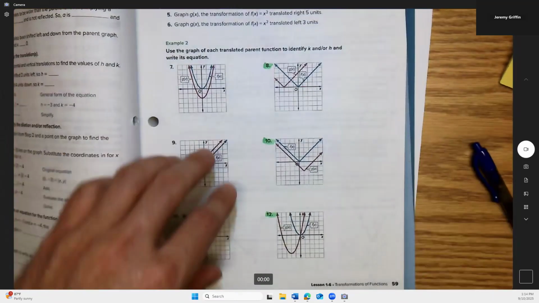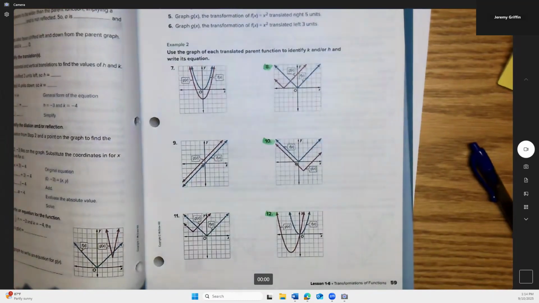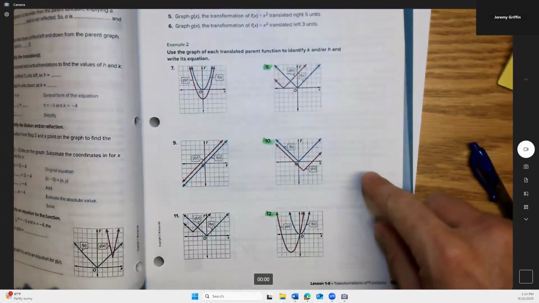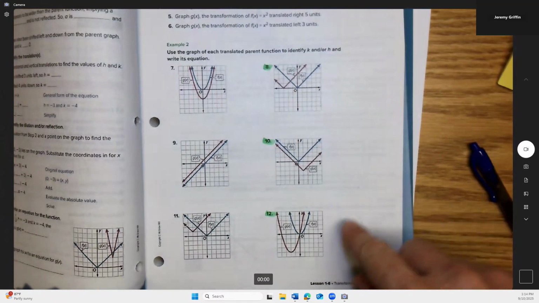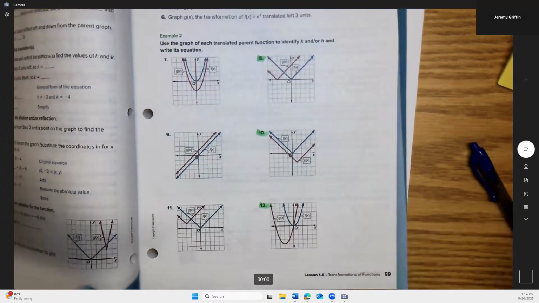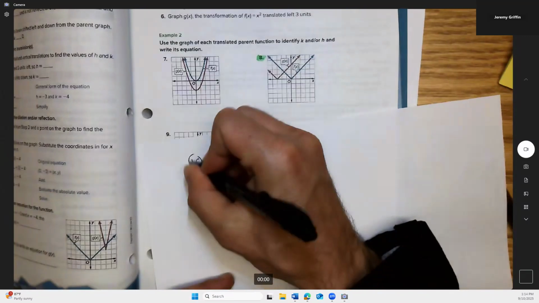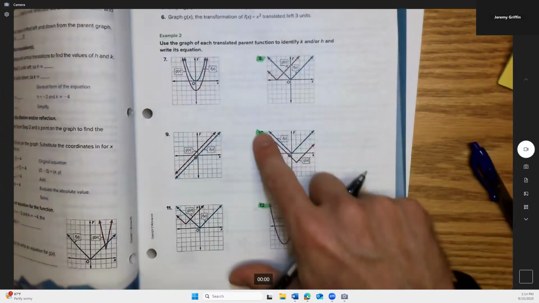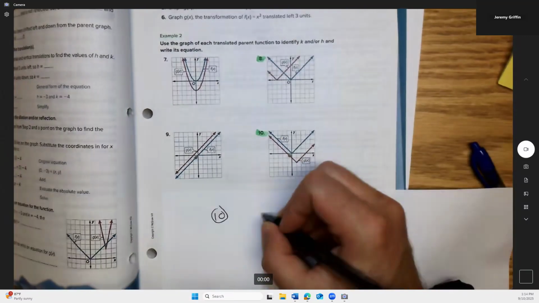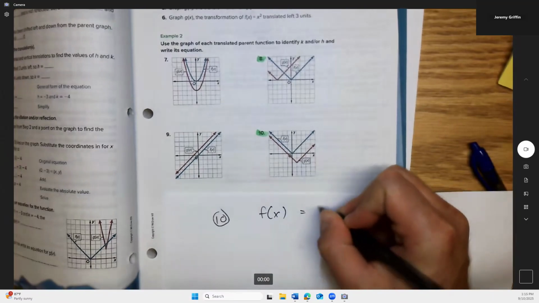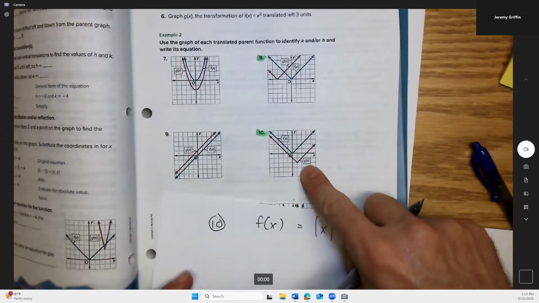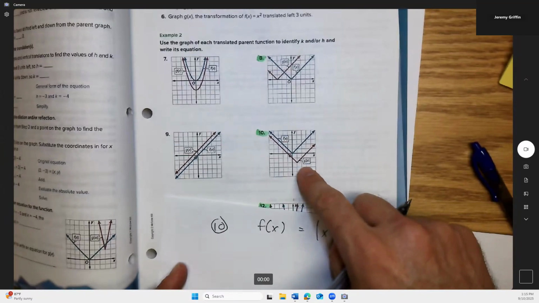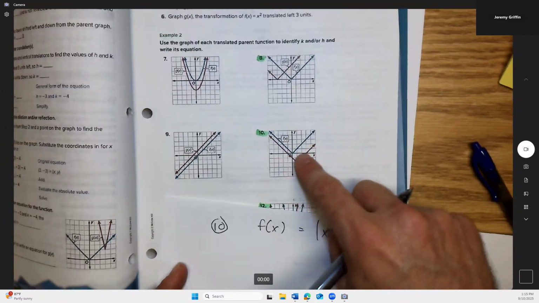Let's do number 10 and then number 12. Right. So number 10. Okay. They give you the parent function as the absolute value of x. And so f of x equals the absolute value of x. Okay. So how do you get g of x? Now, it looks like g of x is identical to f of x. It's just shifted to the right one and down 2.